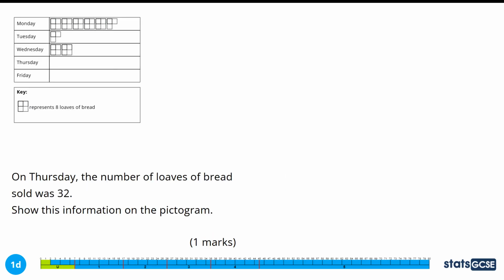On Thursday, the number of loaves of bread sold was 32. Show this information on the pictogram. First of all, we need to work out how many squares we'll need. So we do 32 divided by 8, which is 4.